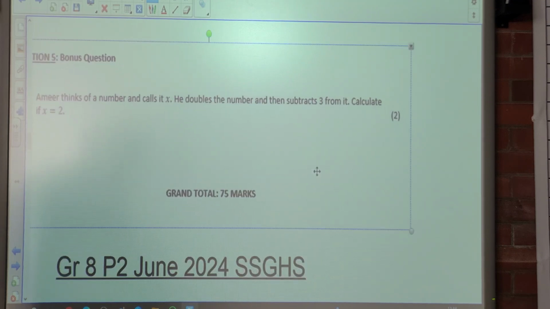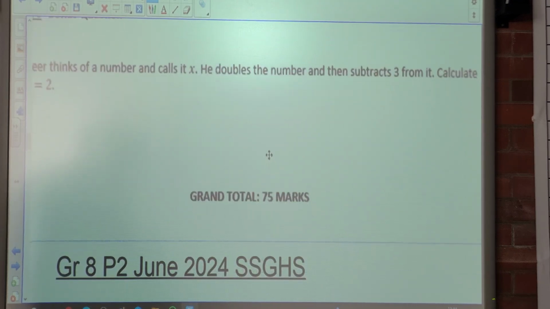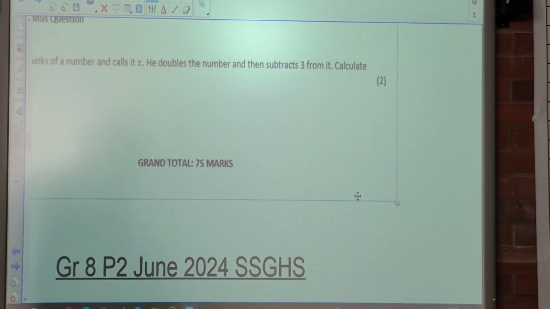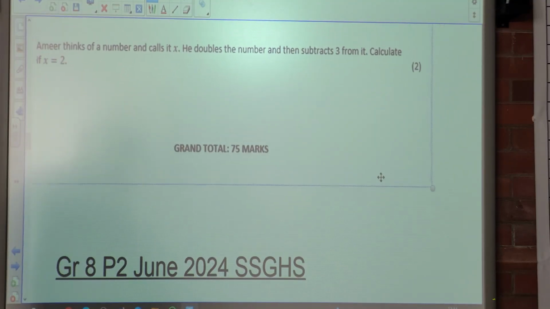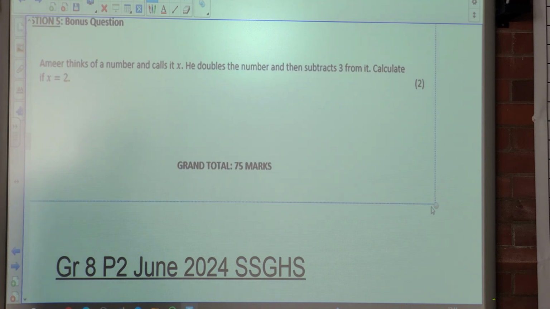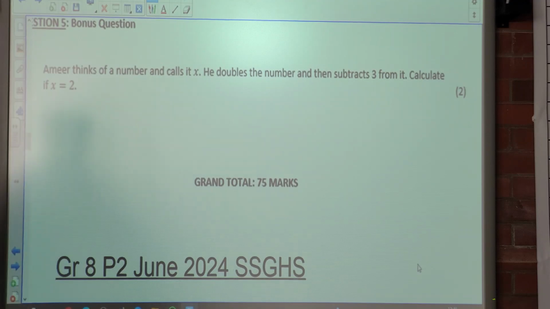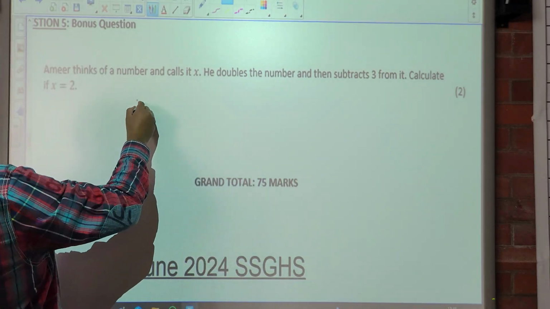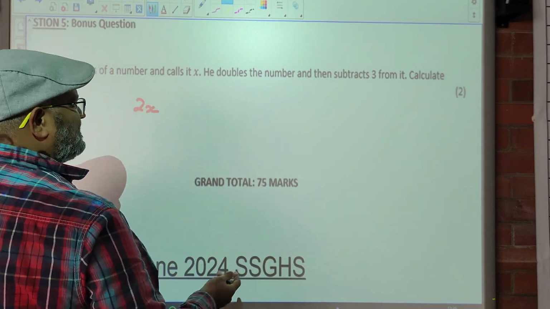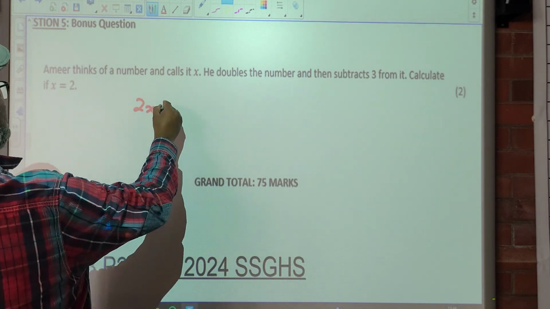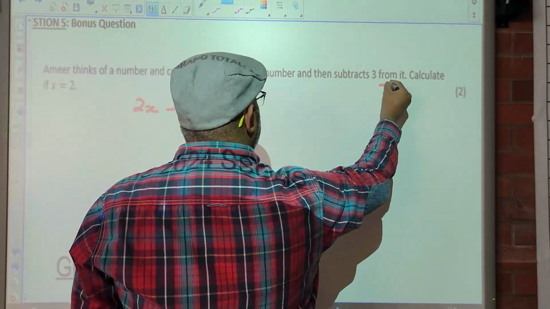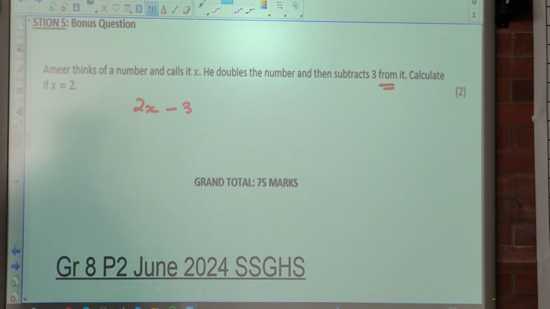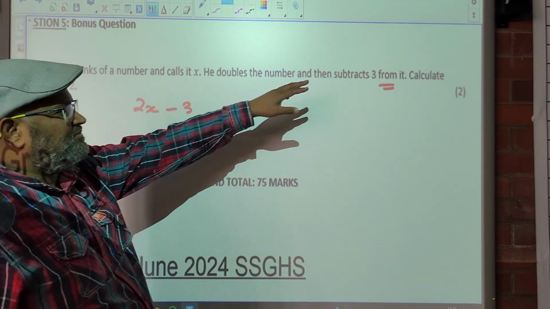The last question, the bonus question. We are told that Amir thinks of a number and calls it x. He doubles the number. So if he doubles, it becomes 2x, so 2 times x, or x times 2. And then subtracts 3 from it. Whatever follows "from", you write first. He doubles the number and then subtracts 3 from it, means from the number.